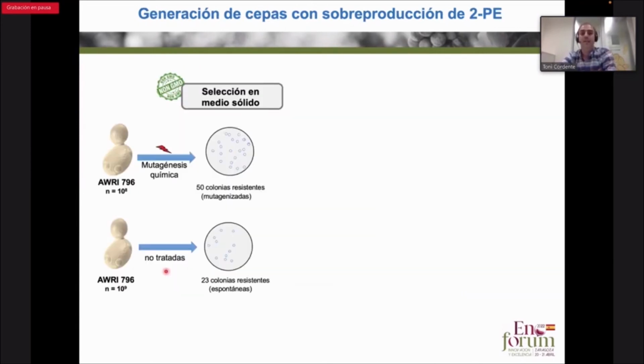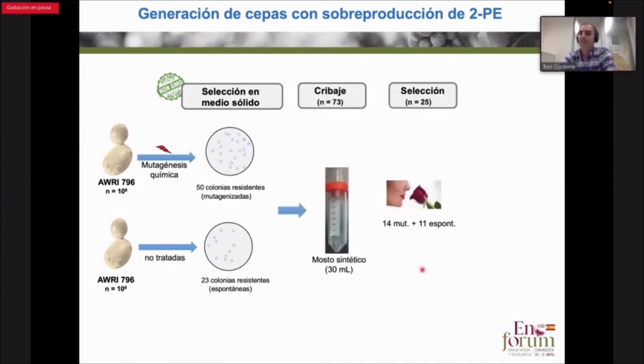so not treated strains were also implemented with the hope of having spontaneous mutagenesis. After several days, we were able to isolate around 73 resistant strains. These strains were used to ferment a very small volume of a synthetic must, and around 20 of these strains showed very intense aroma at the end of fermentation.